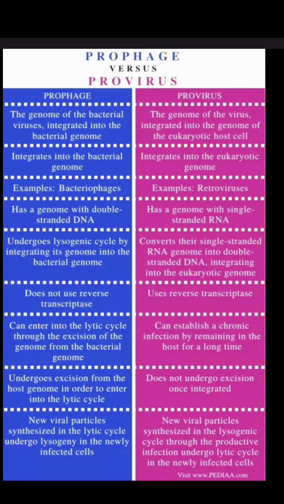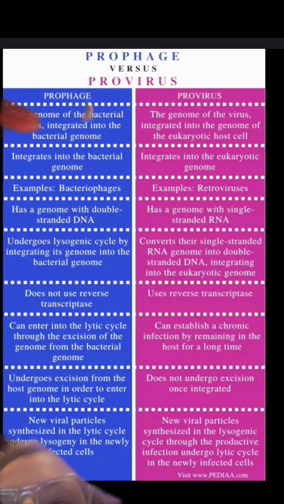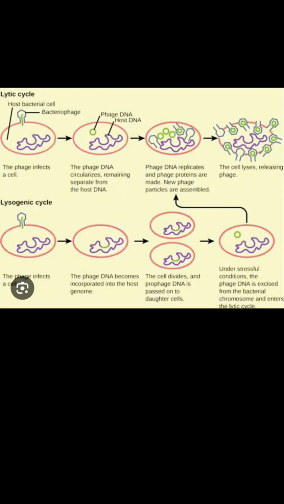A provirus, on the other hand, is the viral DNA of an animal virus inserted into the genome of a eukaryotic host cell. The key difference is prophages infect bacteria while proviruses infect animal cells. Next, we're going to be talking about latency and lysogeny. So, how is latency in animal viruses different from lysogeny in phages?